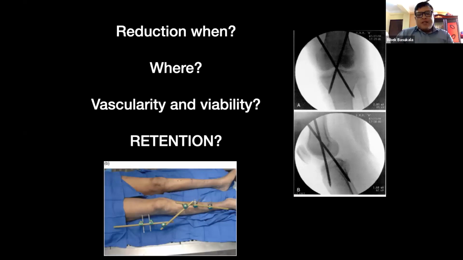So the message from this slide is that putting a cross Steinmann pin through the joint is the most inhuman thing you can do to the knee joint, because you don't know from where you are passing. You are just seeing x-rays. You might be passing through the ligaments, through the cartilage, through the meniscus. So this is the most inhuman thing, and this is not to be done.